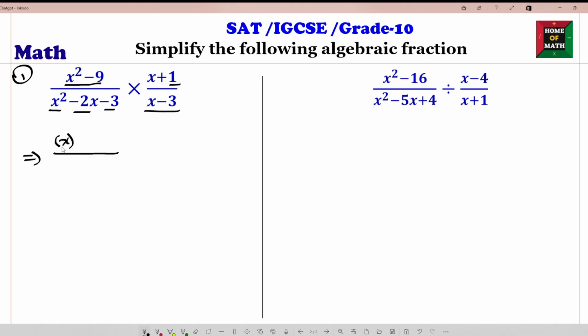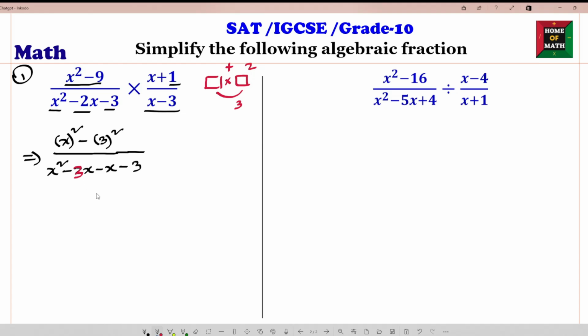We can write x squared minus 9 as x squared minus 3 squared. And x squared minus 2x minus 3, we can factorize this one. How? Look, x squared minus 2x minus x minus 3. Is it okay? No, it's not okay. Why? Because here is minus 2x, so we have to find two values which, when multiplied, give 3, but when added give 2.